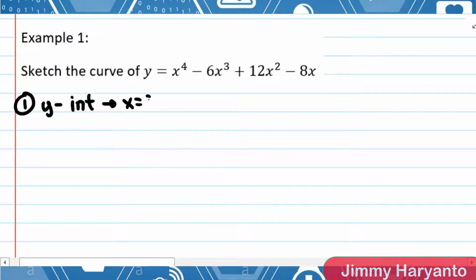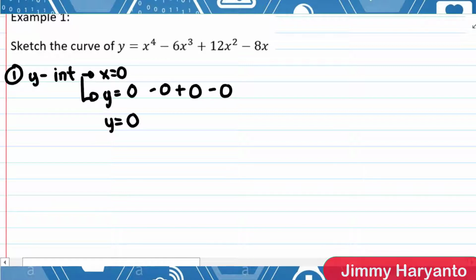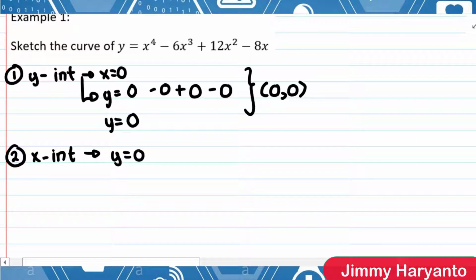Y-intercept means x equals 0, so you will have to substitute x equals 0 into the function. 0 to the power of 4 minus 6 times 0, of course 0, and then plus 12 times 0 is 0 also, and 8 times 0 is 0. All of them are 0, so you will have y equals 0, and the point will be 0, 0 for the y-intercept. And for the x-intercept, y equals 0. That means you have to make y equals 0, and then you have to factorize, I guess, for polynomial expressions.